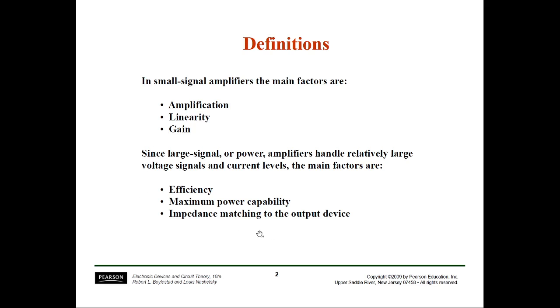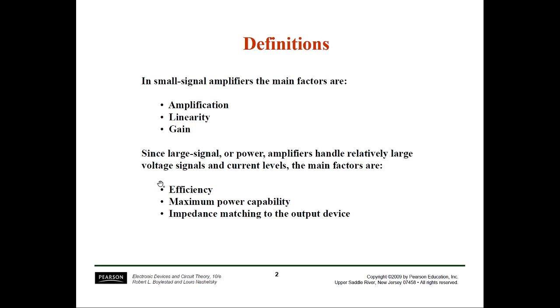But with the large signal amplifier or power amplifier, the voltage and current levels are larger as compared to the normal small signal amplifier. So we have to consider three parameters: the efficiency, the maximum power handling capacity, and the impedance matching to the output device. Normally, the power amplifier is in the last stage of any amplifier.